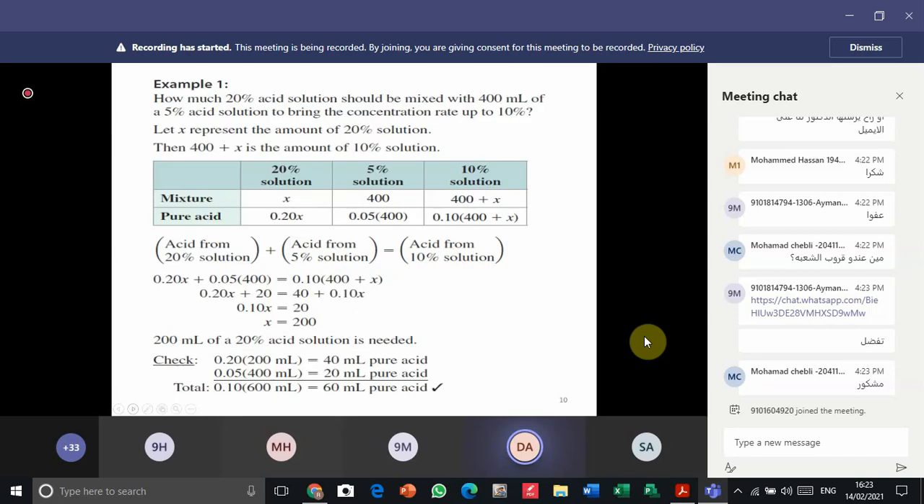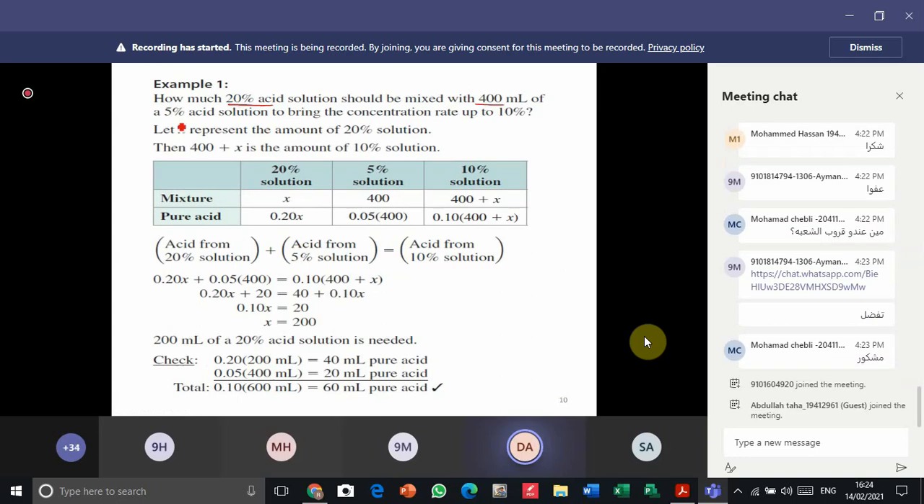Now we have an example: how much 20% acid solution should be mixed with 400 ml of 5% acid solution. So we need the quantity of the 20% acid solution. This is the quantity of this acid solution. This is the X. Okay.